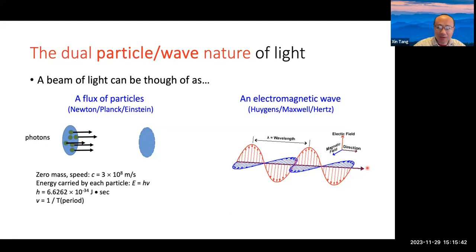When we talk, when the sound propagates from the mouth to our ears, actually it goes through the propagation, and that propagation is carried out by the longitudinal wave. So this is the nature of the light, the wave.